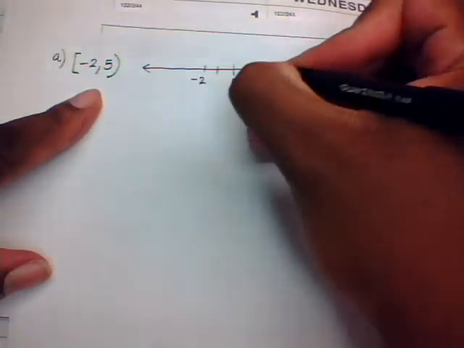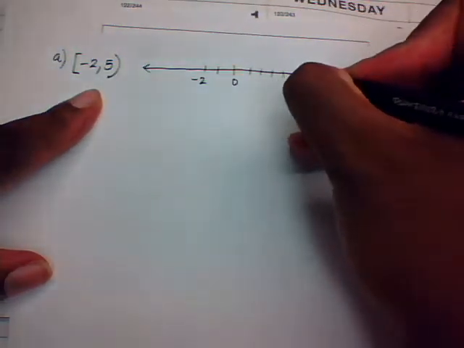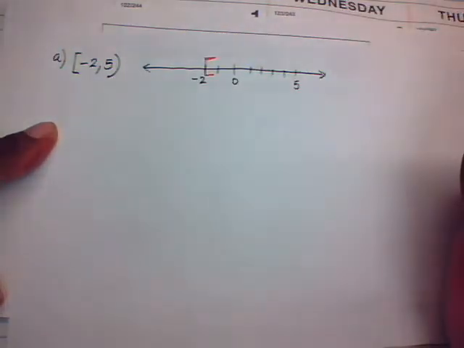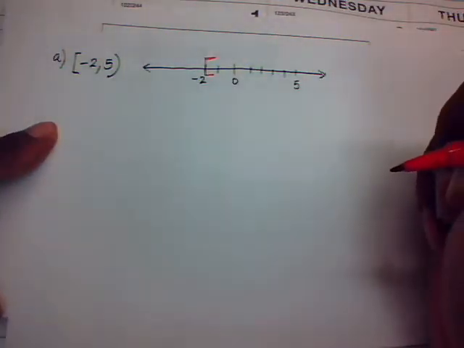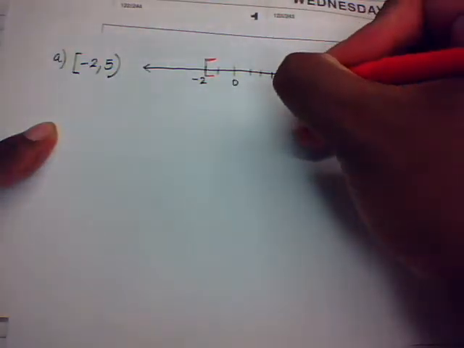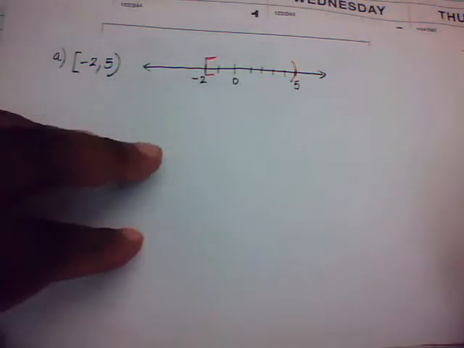So if we were to graph this on a number line, here's -2, and here's 5. I'm going to use different colored ink here. In this case here, we're going to put a bracket at -2 to show that -2 is included in this interval. But for 5, it has the parentheses, so we're going to use a right parentheses at 5 to show that 5 will not be included.